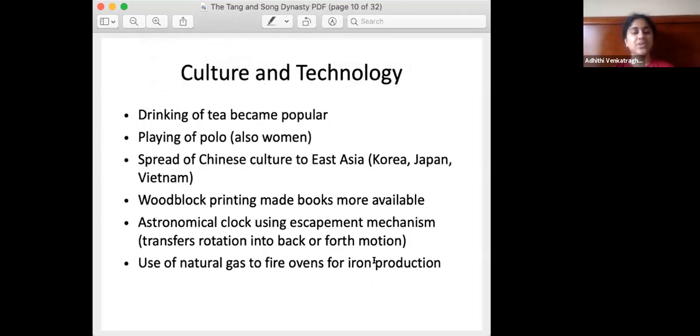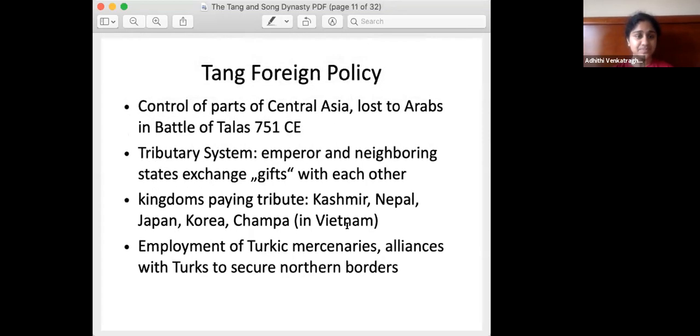During this time, culture and technology were very important. The drinking of tea became popular. Women and men both began to play polo. Chinese culture spread to Eastern Asia, like Korea, Japan, and Vietnam. Woodblock printing made more books available. There were astronomical clocks using escapement mechanisms, which meant they transferred rotation into back and forth motion. And natural gas was used to fire ovens for iron production.